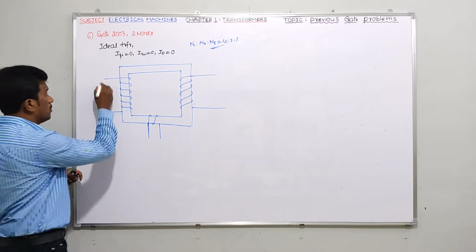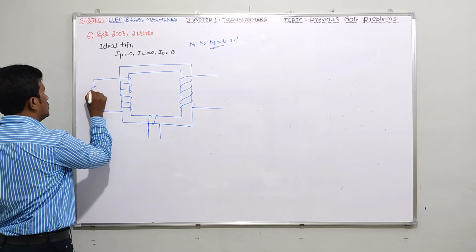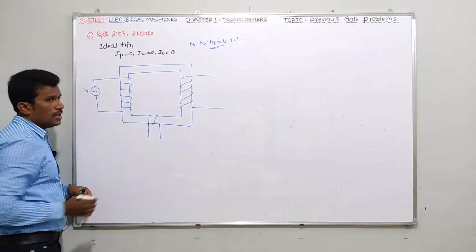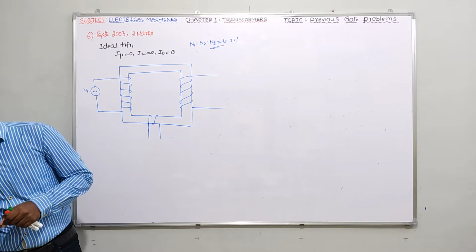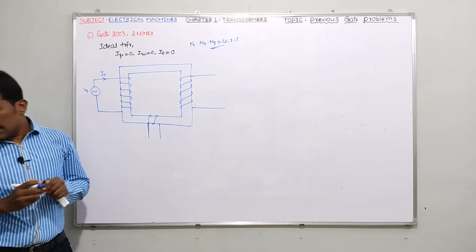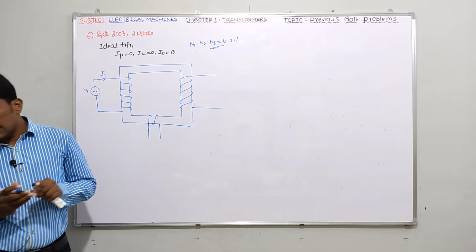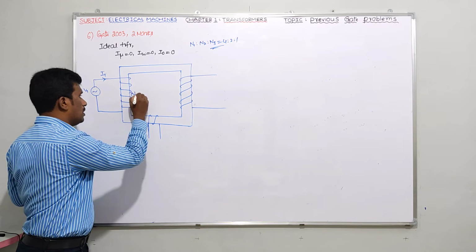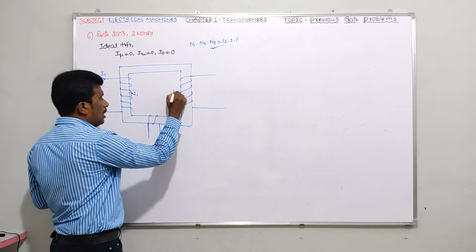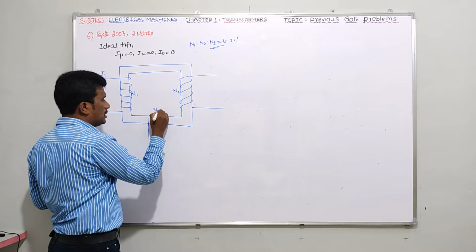Connect some voltage source V1 here. Observe clearly, he has given the primary current arrow mark like this, and I1 he mentioned. Guys, try to understand. The primary winding has number of turns N1, the secondary winding has number of turns N2, and the tertiary winding has number of turns N3.